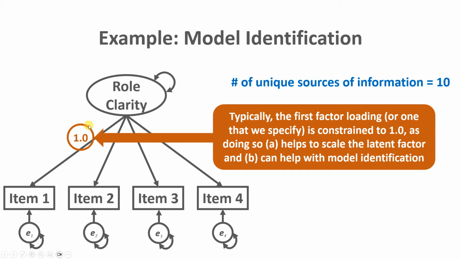Now, you might be wondering, what is this little 1.0 that I placed here on the first factor loading that goes from role clarity to item 1? Well, typically the first factor loading is one that is automatically specified by whatever modeling software we're using. We can also override that and specify another item to have this factor loading of 1, but the reason that we constrain one of the factor loadings to 1 is that it helps us scale the latent factor, which is referred to as scaling, and it can also help with model identification as it frees up a degree of freedom for us.